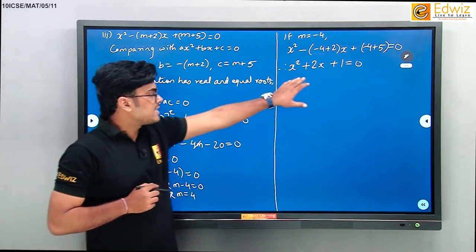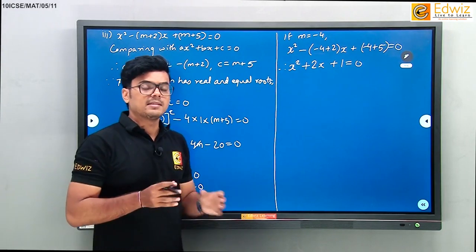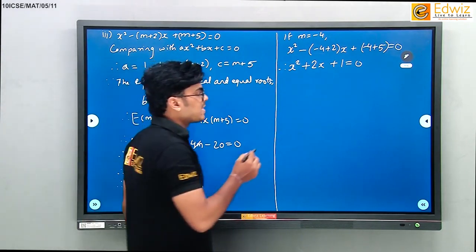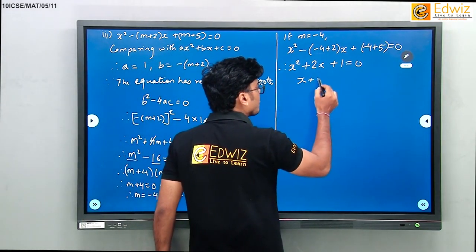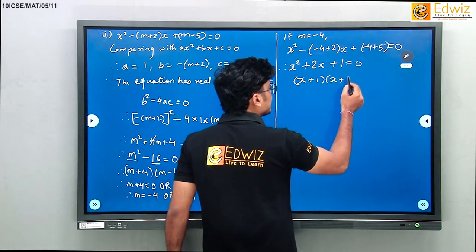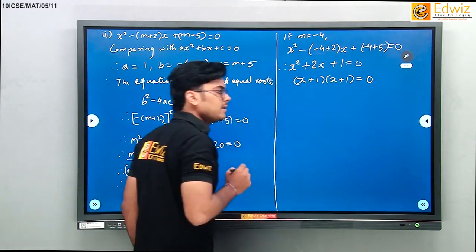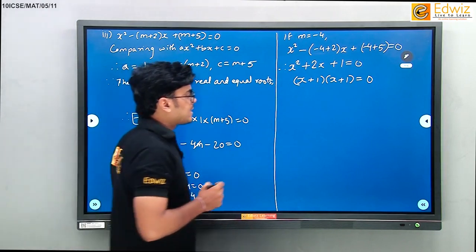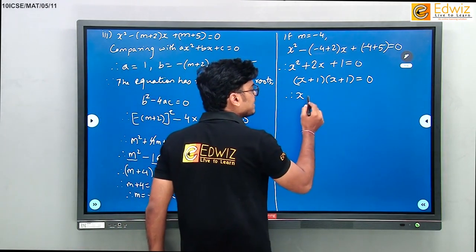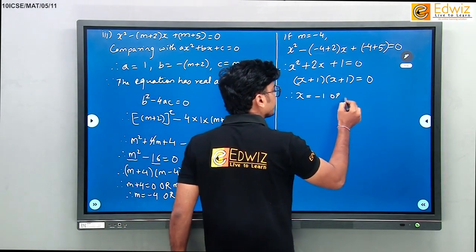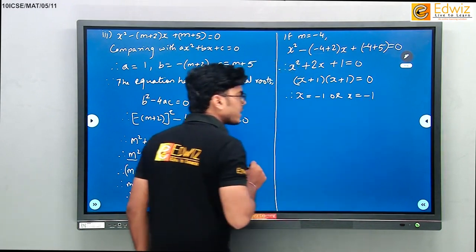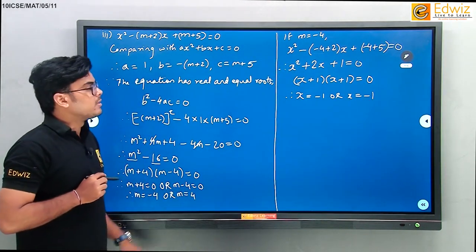Correct? As you can see, x square plus 2x plus 1, this looks like a formula. It is x plus 1 the whole square. Okay, so we can write it as x plus 1 into x plus 1 directly. Correct? So both values of x, as you can see, we are getting them equal, using the zero product rule.